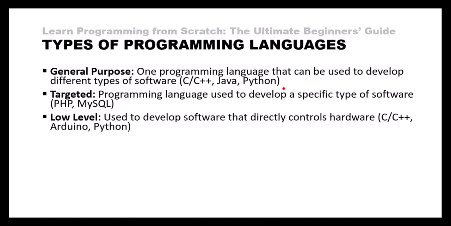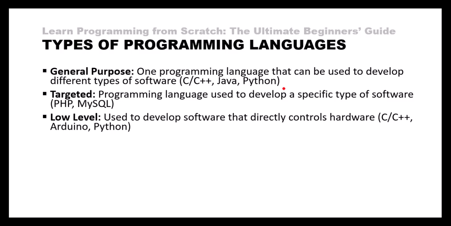The third category is called low-level programming languages. A low-level programming language is simply a programming language that is used to develop software that directly controls hardware. So when you're writing a computer program that is supposed to be controlling some form of hardware, let's say a computer program that runs on a washing machine, a smart TV, a phone, or a tablet, they control some form of hardware.